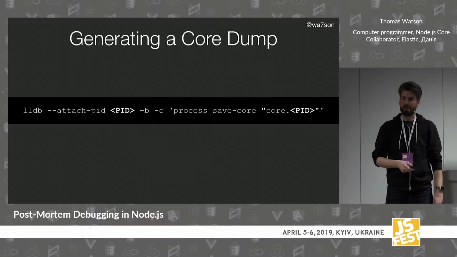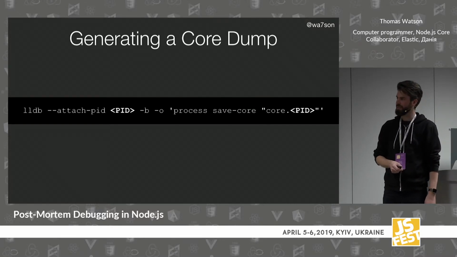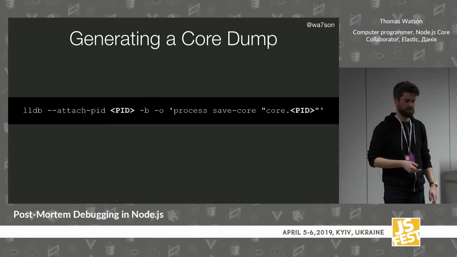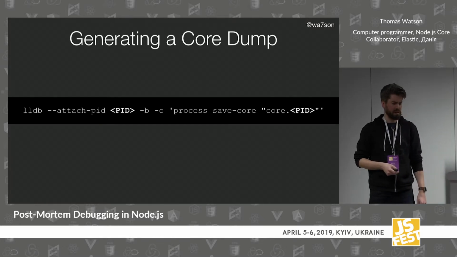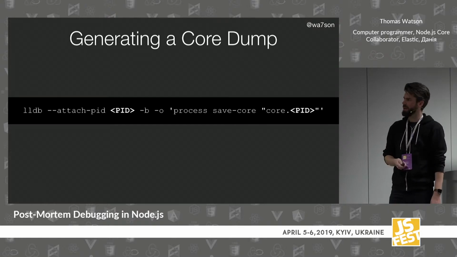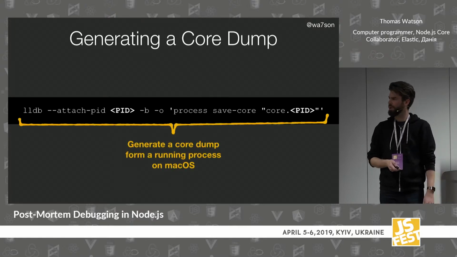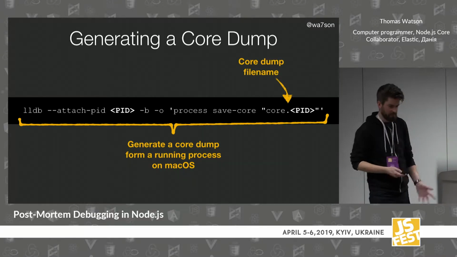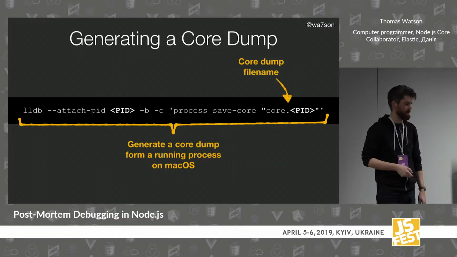If you're on a Mac, you can also use LLDB to do the same thing. This technically also works on Linux, but if you're on Linux, you probably want to use gcore because it creates a smaller core file. But it's basically the same thing. It generates a core dump if you run this command, and it saves it to the file that you specify here. Okay, easy. So now we can generate core files.